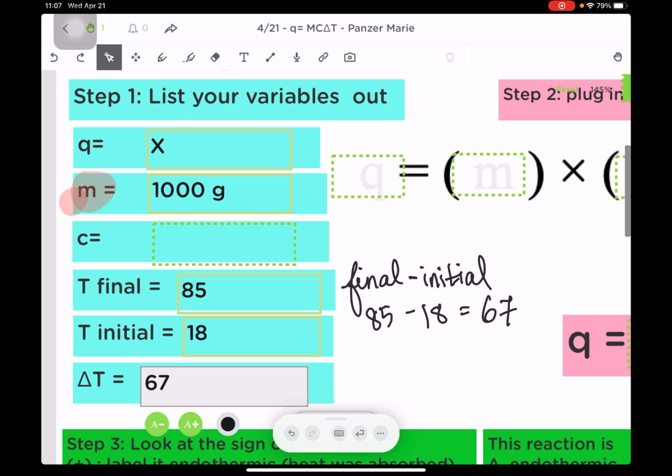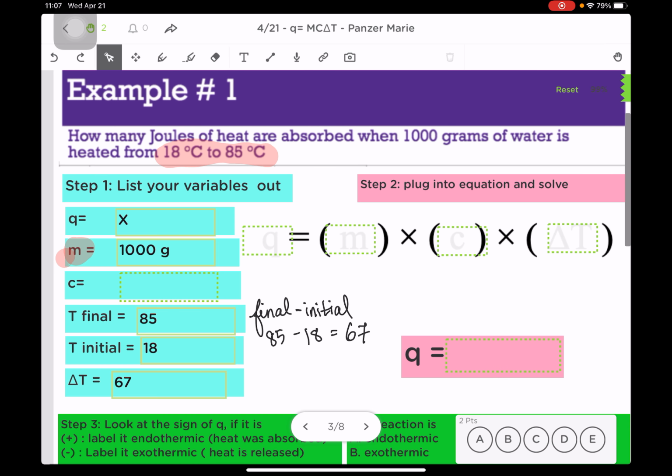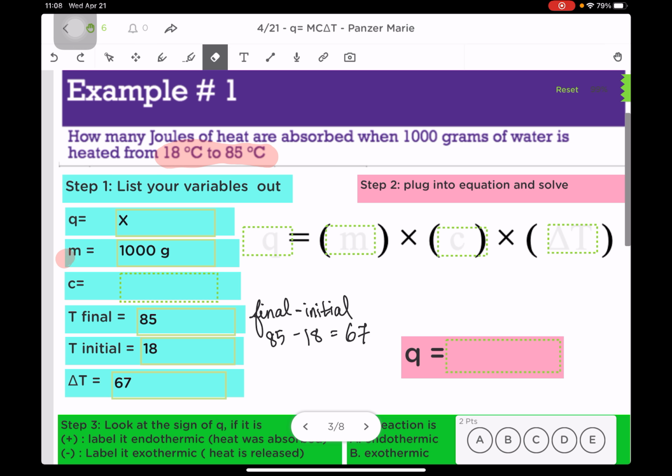And now I'm going to... All right, there's no more question to read. Okay, how many joules? Got that. Absorbed 1,000 grams. Got that. Water is heated from 18. Got that. Now I look over here. I got my Q, got my M, got my... Oh, boy. I do not have C. Where am I supposed to get C?